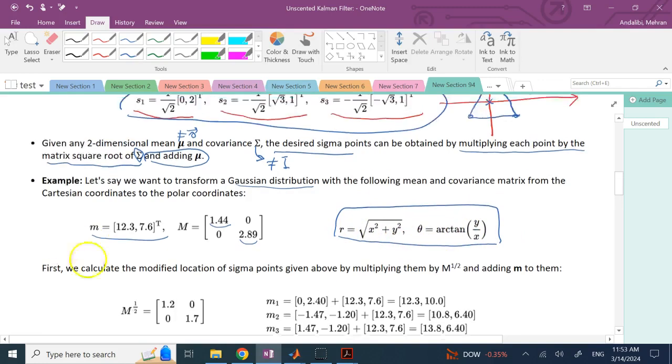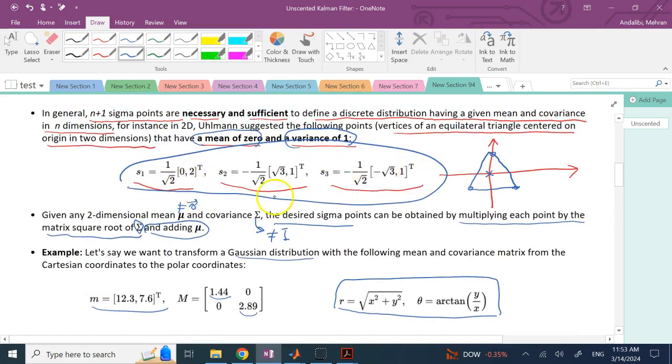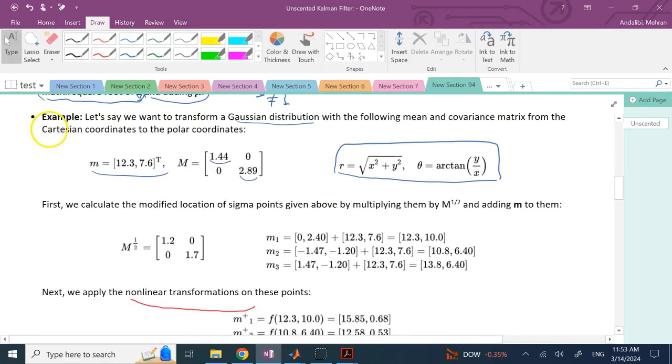So first thing is, we have these 3 points, but we are not going to use them directly. First, we need this matrix square root of sigma. What does it mean? It means that you apply the square root on each one of these elements and get sigma to the 1/2, which is 1.2 and 1.7 on the diagonal, 0, 0 off diagonal. Okay? Then what?